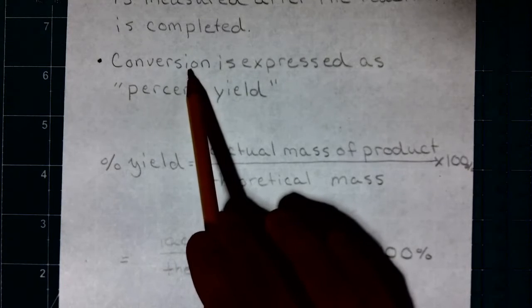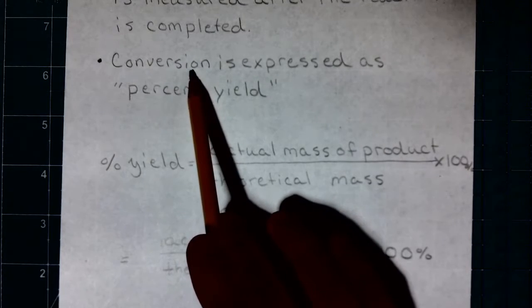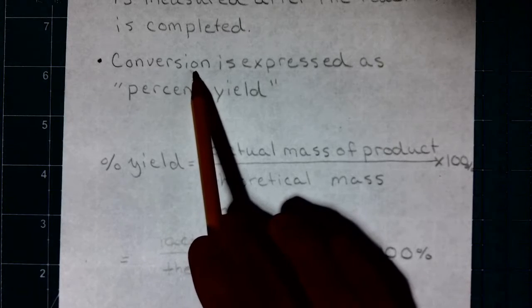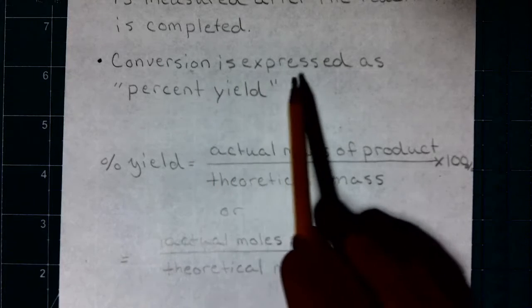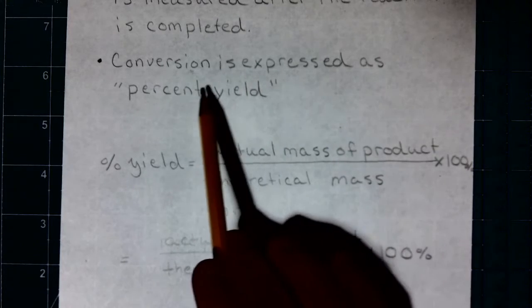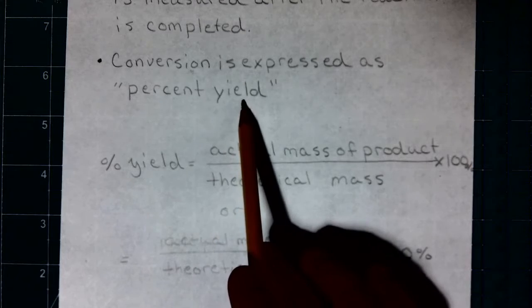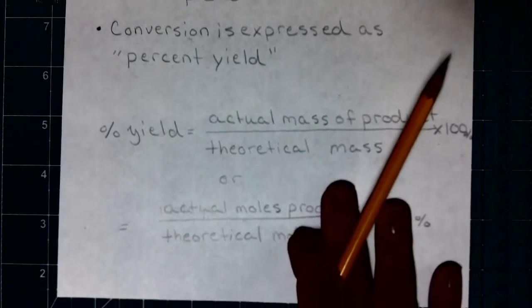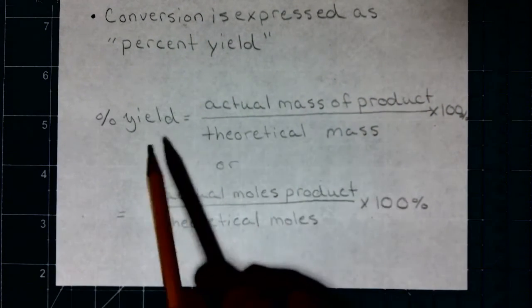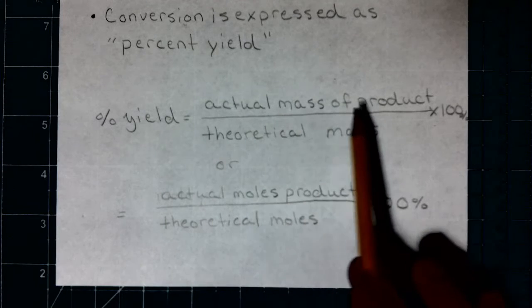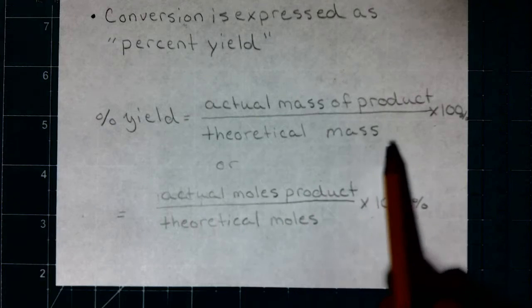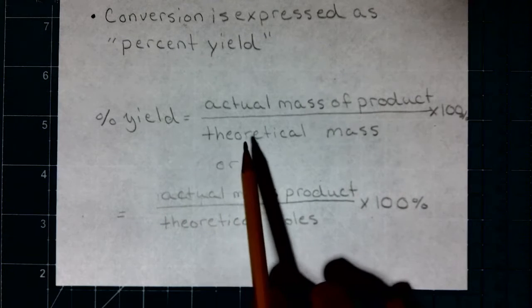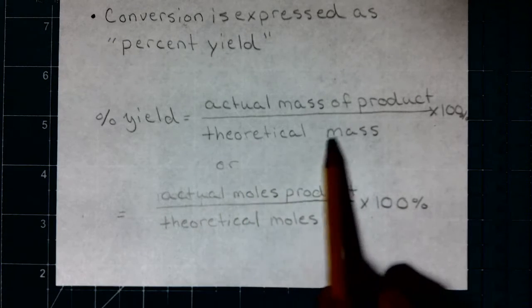So we have to live with the fact that conversion is not complete, and we need a value to kind of measure this. So we express the amount of conversion that we have as something called our percent yield. And the percent yield is going to be the actual mass of product that we produce divided by the theoretical mass. And the question you might have is, what exactly is our theoretical mass?